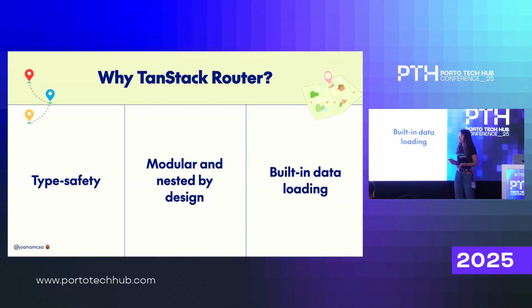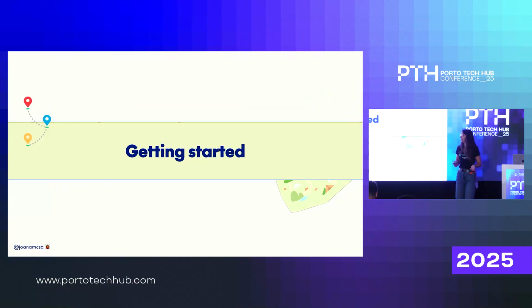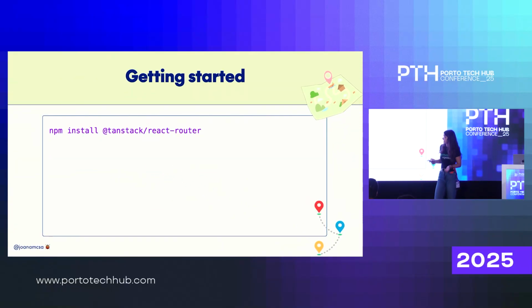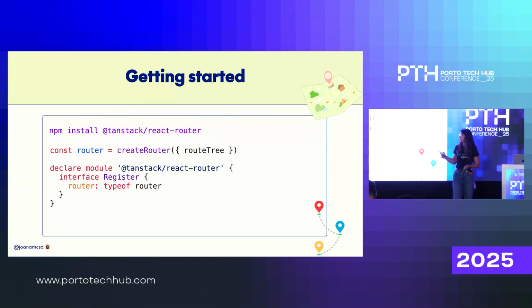So why should we choose TanStack Router? Well, because first of all, it's type safe, and I'm okay if you use JavaScript, but I'm a fan of TypeScript. And it's modular and nested by design, and it has built-in data loading. Okay, so let's get started. How can we get started with it? Well, first of all, like almost everything, we install the dependency of TanStack React Router. Then we create the router, and we tell TypeScript where to look at it.